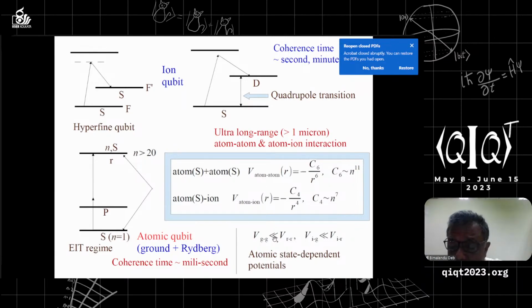So this is one interesting aspect of these forces or potentials: these are atomic state dependent interaction potentials. Of course, they will not depend on the ionic state, but C6 or C4 is a property that depends on the atomic polarizability. So one can then generate this atomic state dependent interaction potential, which is quite useful for information processing.